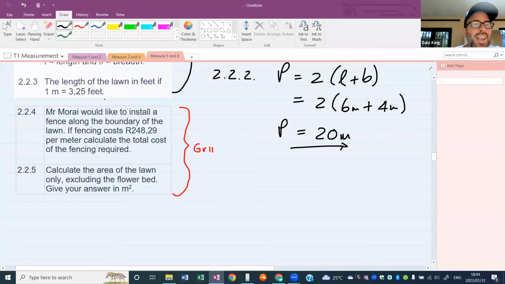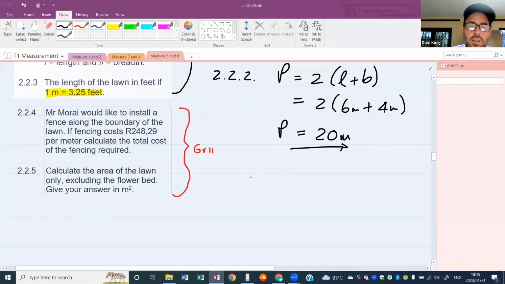2.2.3, calculate the length of the lawn in feet. Now, if you were here in week 1, you would have learned about this. We are changing imperial to metric, okay? And remember, if they're changing imperial to metric, they have to give you the conversion. There it is. They gave us the conversion. We need to know the length of the lawn in feet, if 1 meter is 3,25 feet. Now, how many meters is our length?